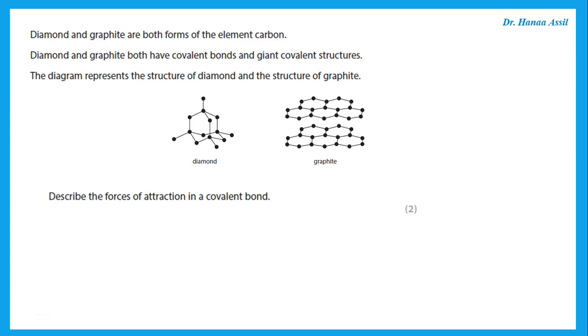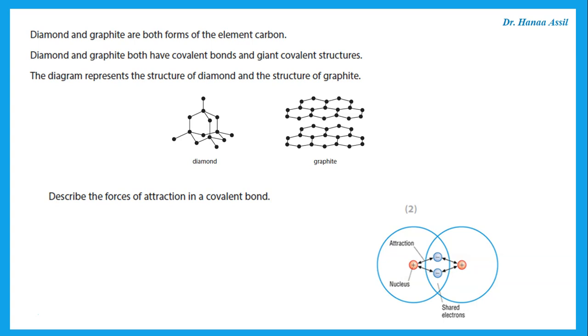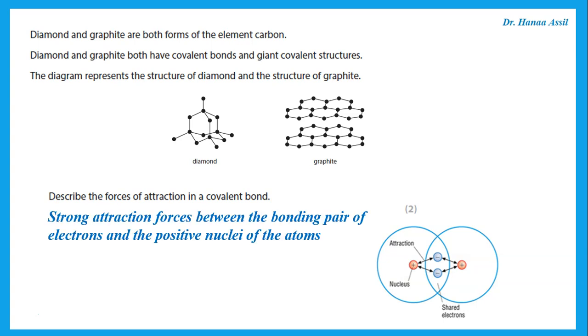Diamond and graphite are both forms of the element carbon. Diamond and graphite both have covalent bonds and giant covalent structures. Describe the forces of attraction in a covalent bond. Again, for any covalent bond, strong attraction forces between bonding pair of electrons and positive nuclei of both atoms, not positive nucleus.